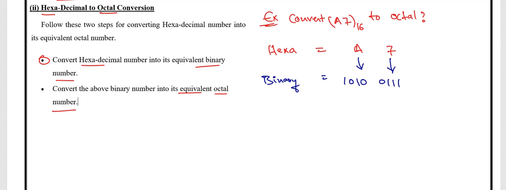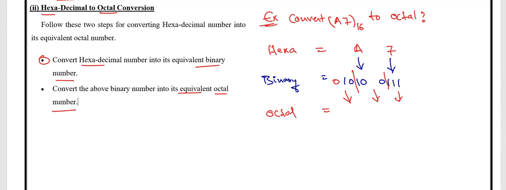Next I will convert this binary number into an octal number, by partitioning the binary number into 3 bits each. This is my first partition. This is my next partition. And if you observe the third partition, it is only 2 bits. In order to make it a 3-bit partition, add 0. Now I will write the octal equivalent of each of these 3-bit binary numbers.